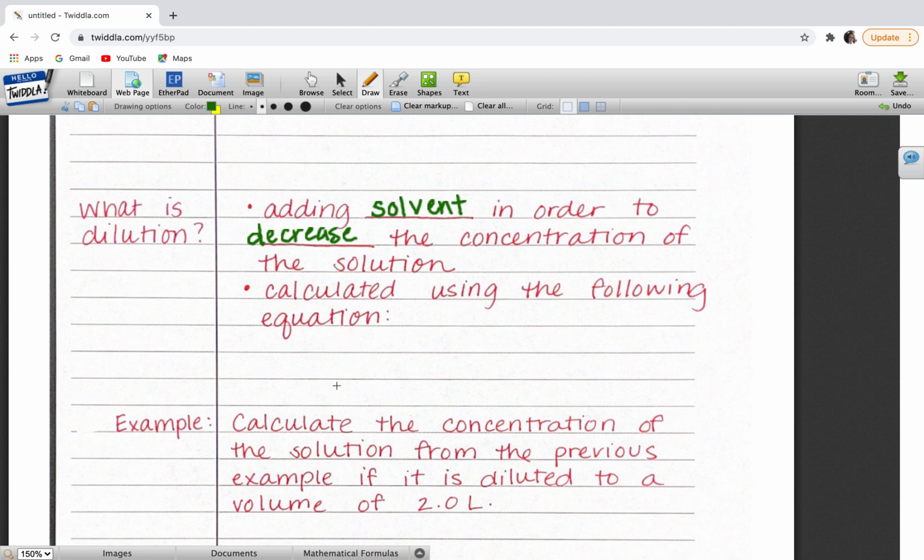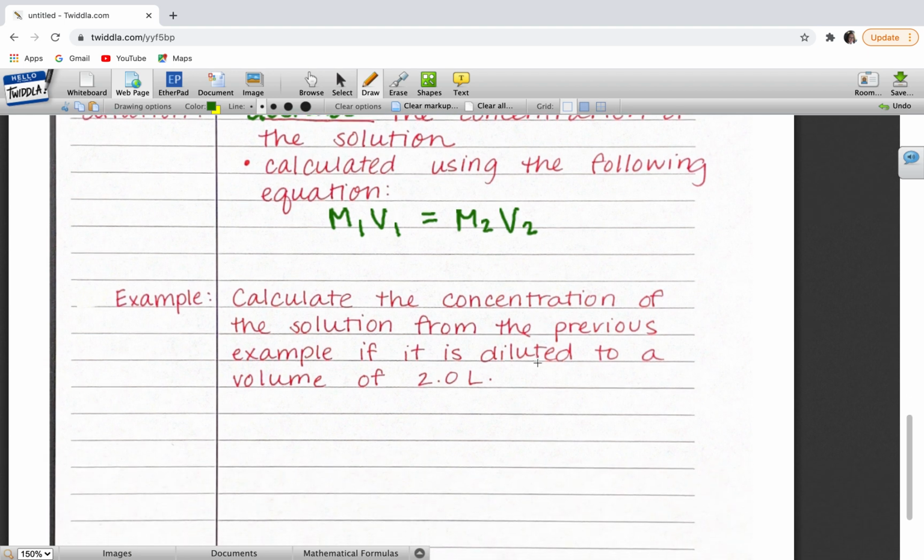And it looks kind of like equations for gas laws. So we're going to take our initial molarity of our solution and the initial volume of the solution, and we're going to set it equal to our final molarity of the solution after dilution multiplied by the final volume. So this is the equation, right? Initial molarity times initial volume is equal to my final molarity times my final volume. So it looks a lot like a gas law.